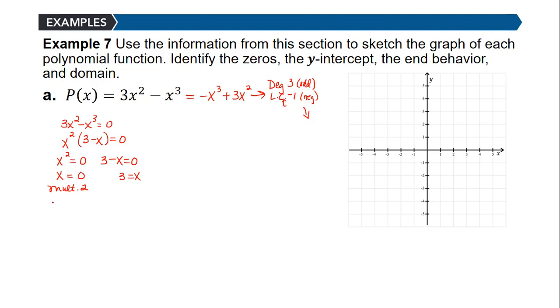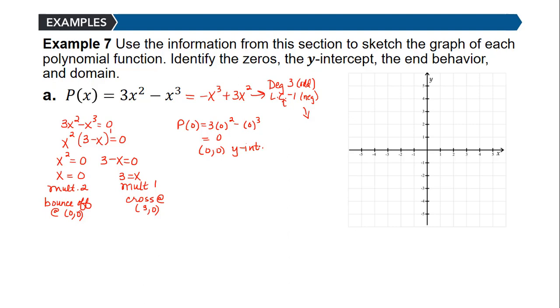And then we know that an even multiplicity means the graph is going to bounce off the x-axis at the point 0, 0. And then 3 has a multiplicity of 1 because its factor is 3 minus x to the 1. So an odd multiplicity says it will cross the x-axis at that point 3, 0. We want to find the y-intercept, that is finding p of 0, which is 3 times 0 squared minus 0 cubed, which is just 0. So 0, 0 is the y-intercept.